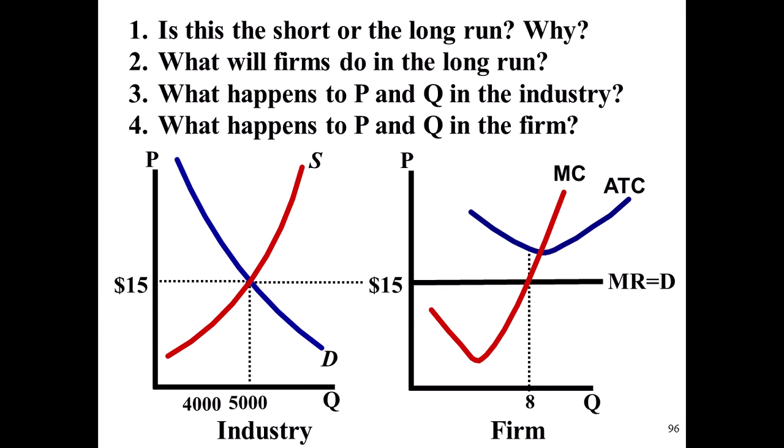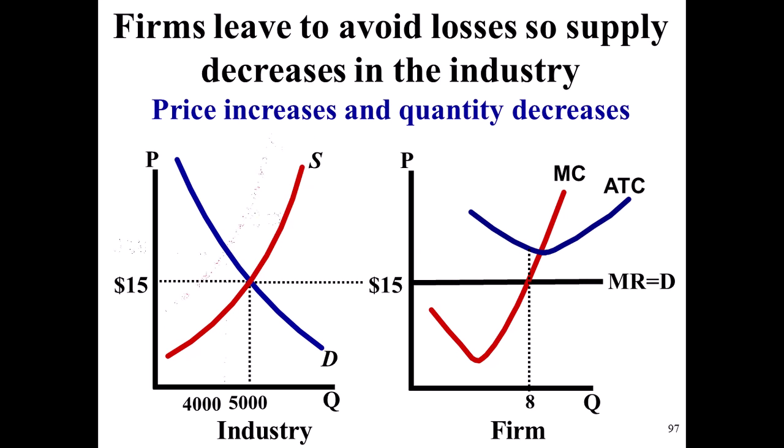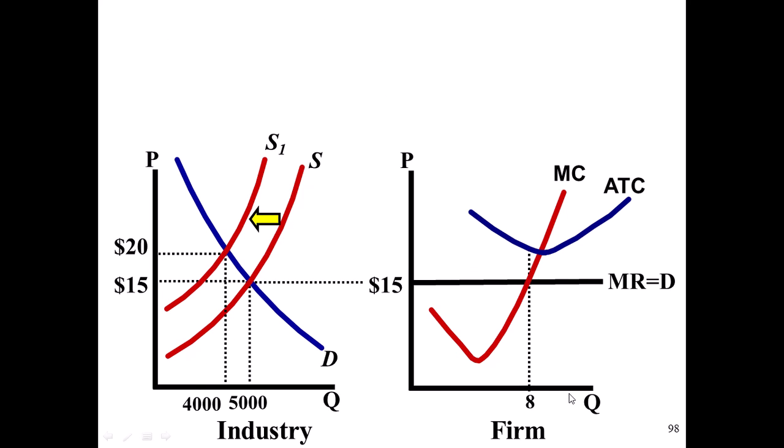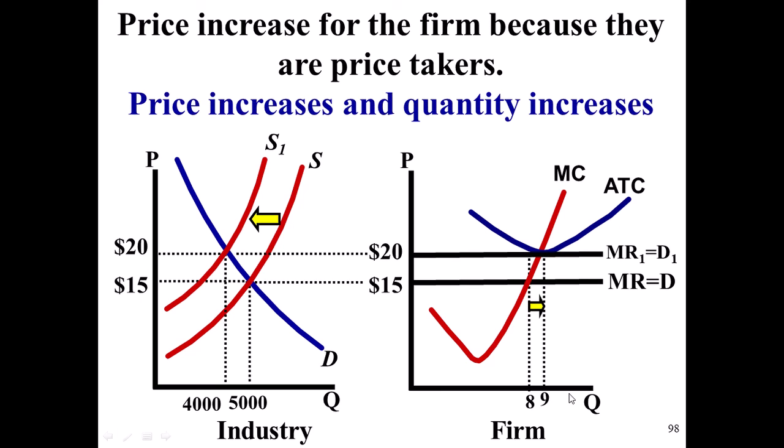What about now? Short run, long run. It's in the short run because they're making a loss. It's not at long run equilibrium. So if they're making a loss, what's going to happen? Sellers are going to leave because they want to go do something else where they can make money. They leave. The quantity goes down. Price goes up. The firm takes the price of the market. Okay, they're now charging $20.